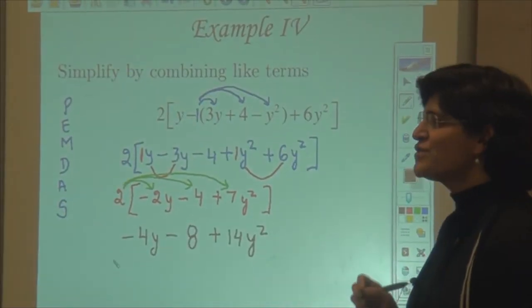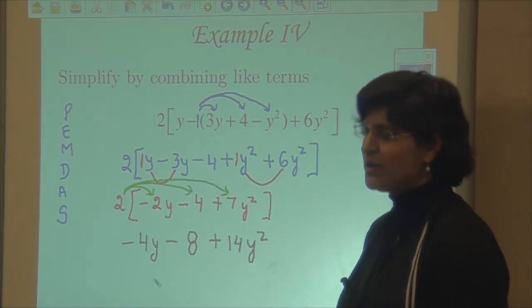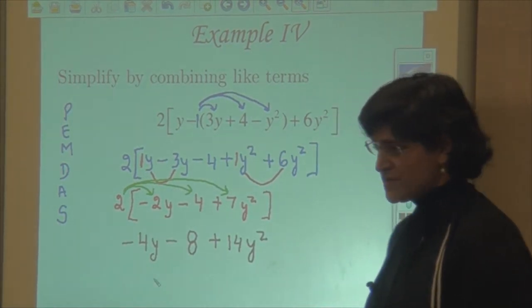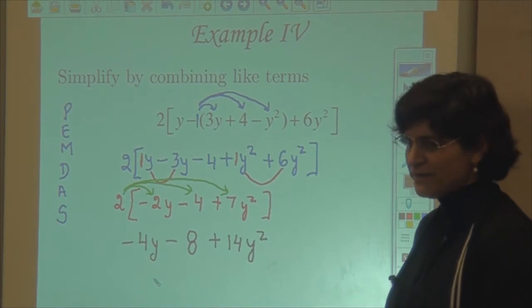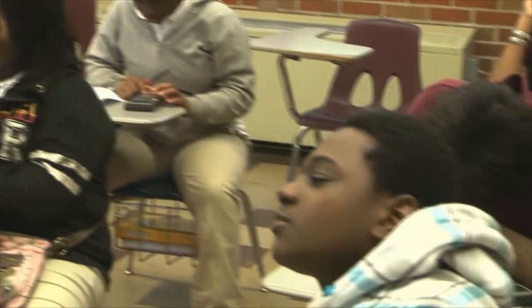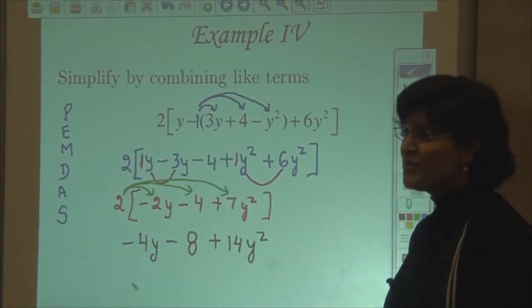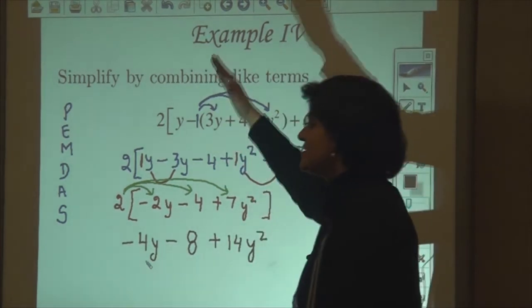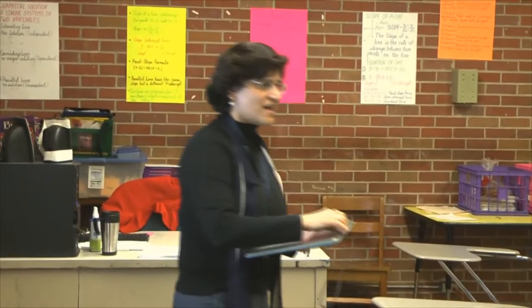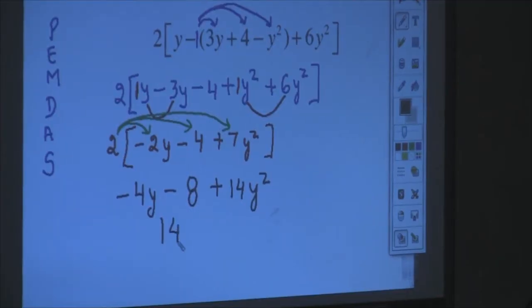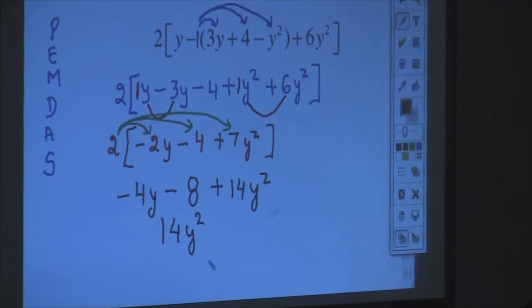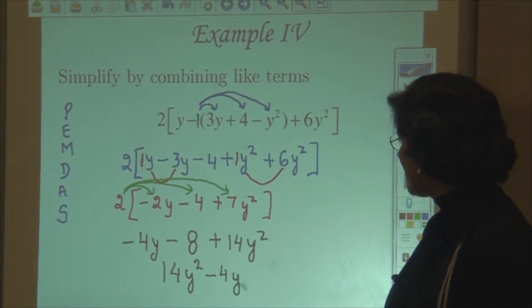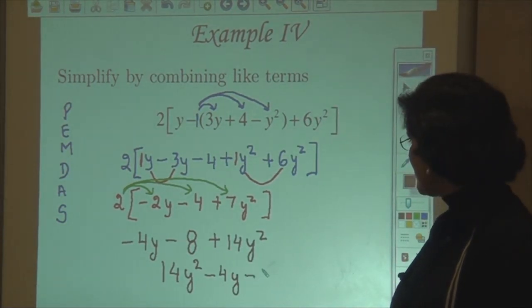Okay, do we leave the answer like this, or can we make it look better, more sophisticated? What can we do? Who can tell me? Yes, you put the 14y squared first. Exactly. We put the 14y squared first because we want the exponents to go in descending order. Great answer. Everyone agrees? After that, what will we put? Negative 4y, exactly, and then minus 8.